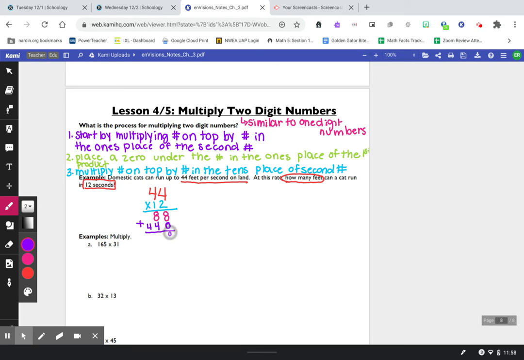8 plus 0 is 8. 8 plus 4 is 12. Carry a 1. And 4 plus 1 is 5. Remember, this is a word problem, though, guys. So we need to make sure we say they can run 528 feet in 12 seconds.